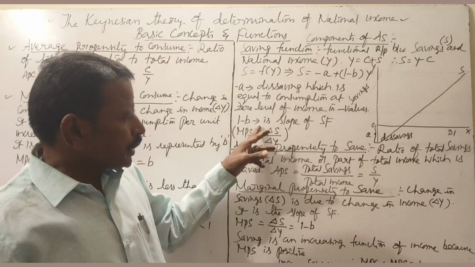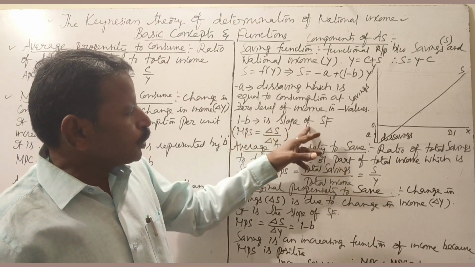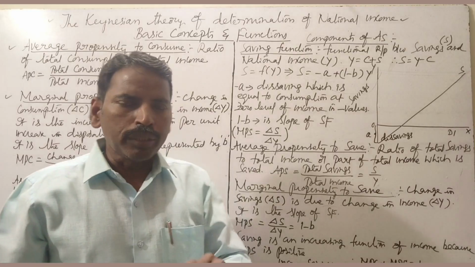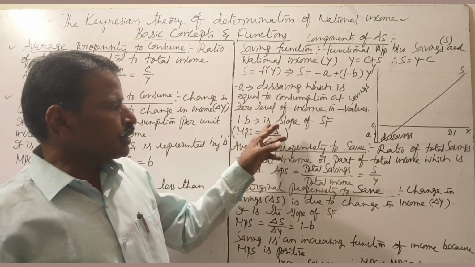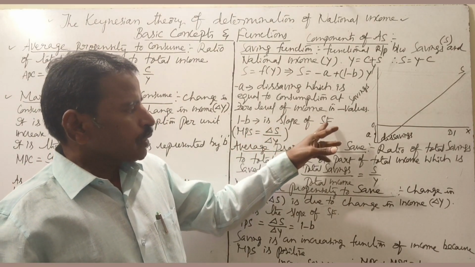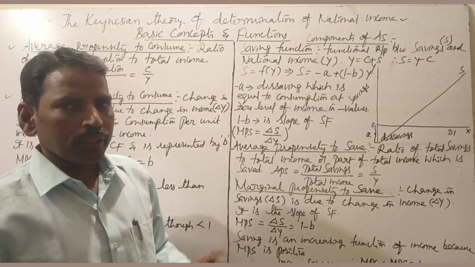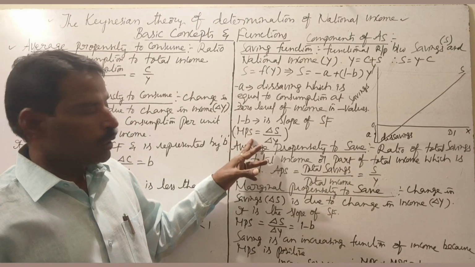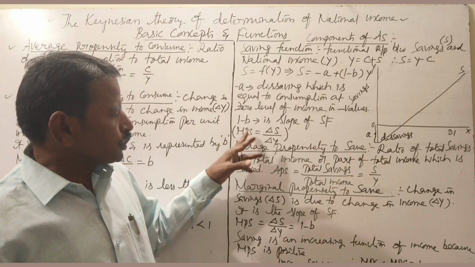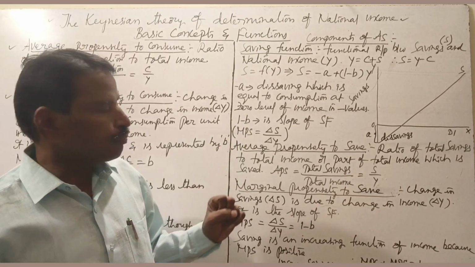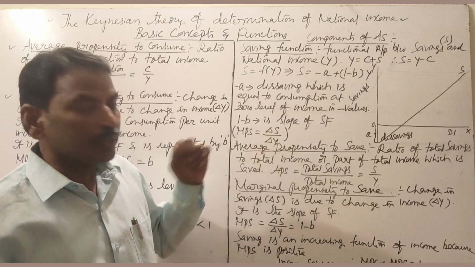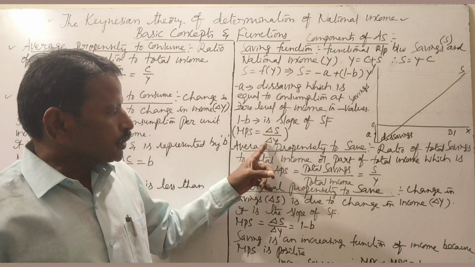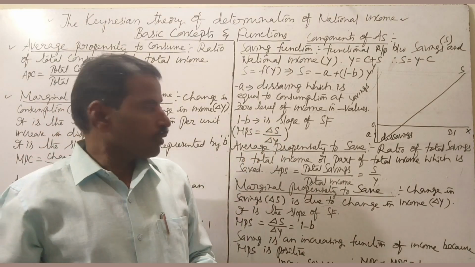1 minus B indicates the slope of the saving function, that is MPS, marginal propensity to save. MPS is equal to delta S by delta Y, change in savings divided by change in income.